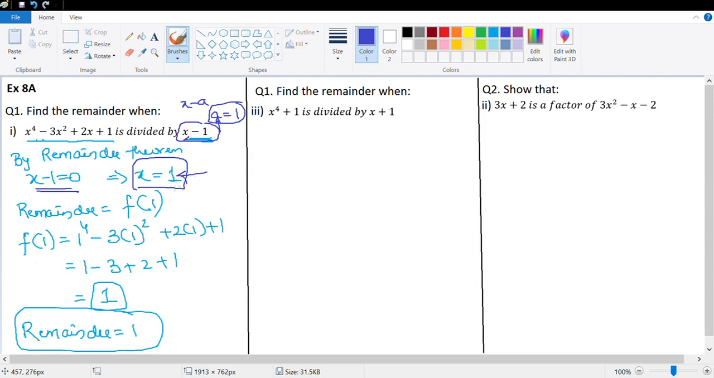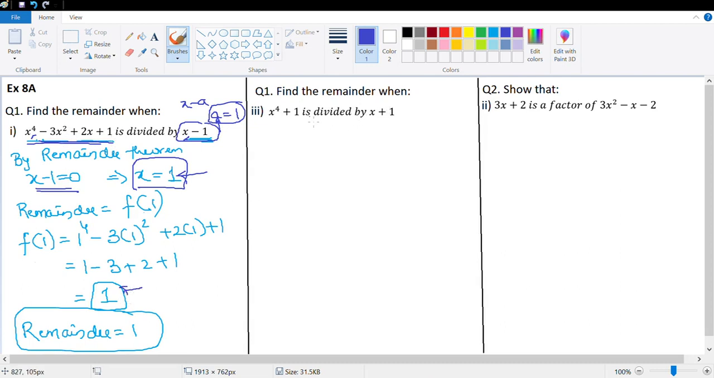This is what you put in the given polynomial. Replace x with 1. When you replace x with 1, what you get is 1 to the power 4 minus 3 into 1 to the power 2 plus 2 into 1 plus 1, and the remainder is 1.